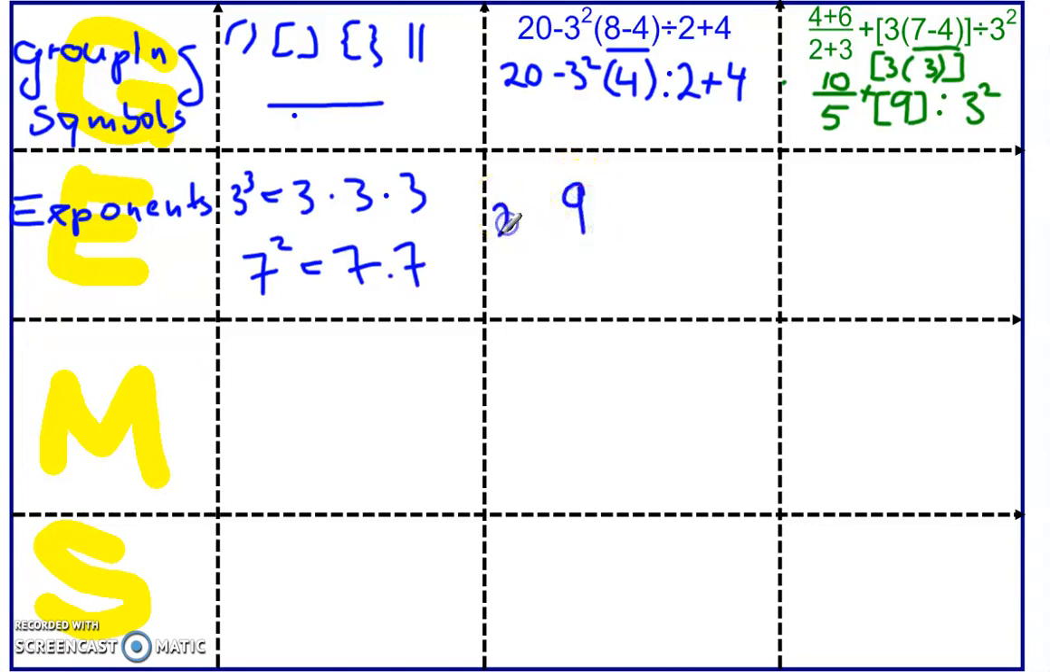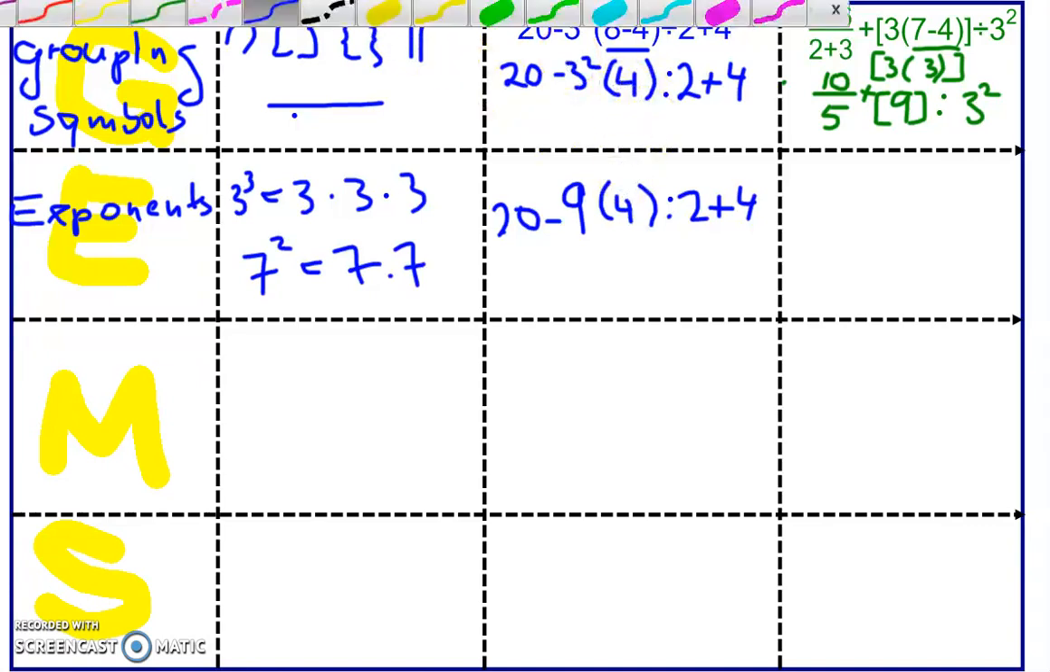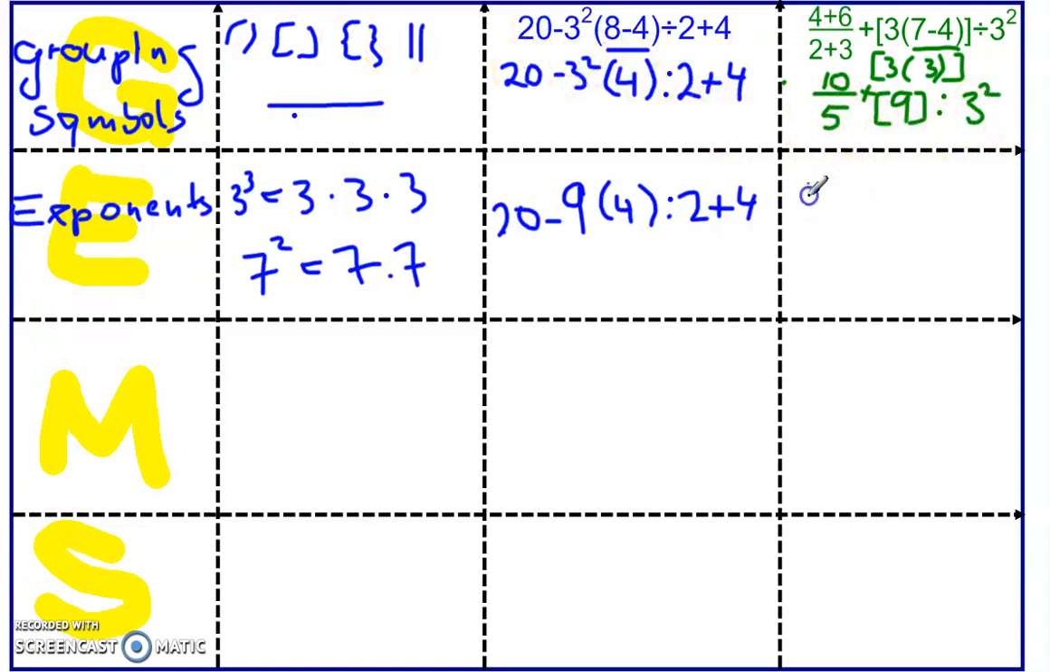Everything else carries down, so that's 20 minus 9 times 4 divided by 2 plus 4. Over here we have the exponent also 3 squared, so everything else carries down. 10 over 5 plus 9 divided by 9.